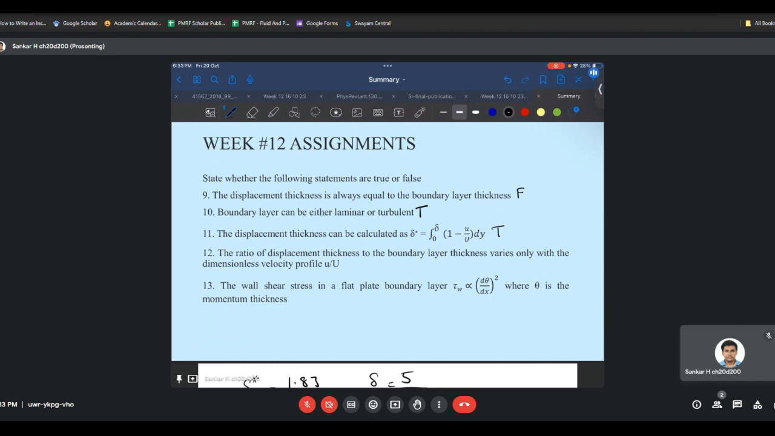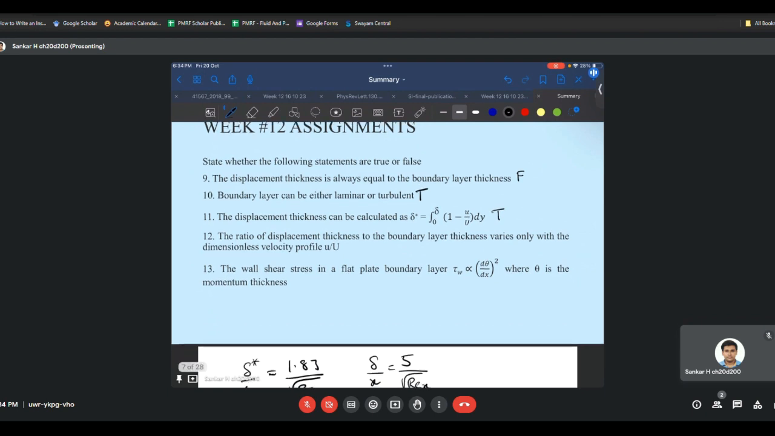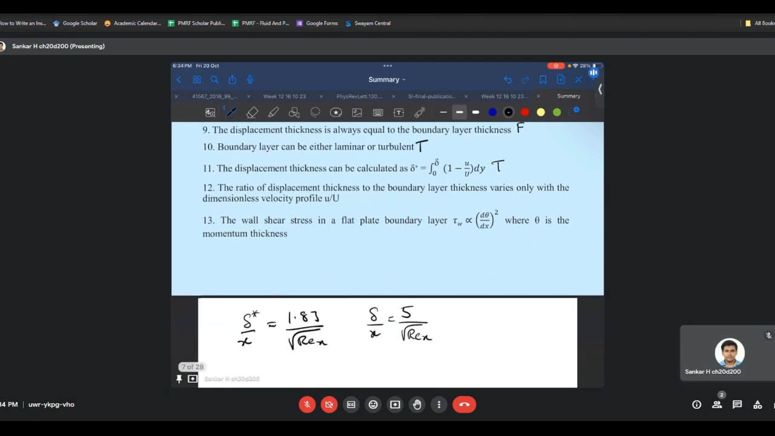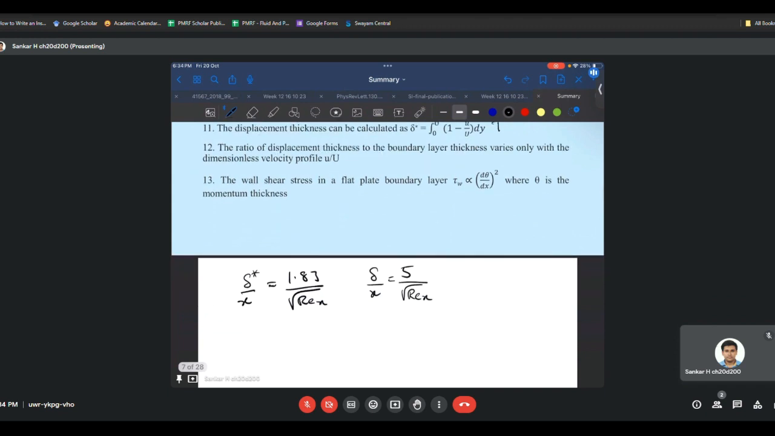Okay, question number 12. The ratio of displacement thickness to the boundary layer thickness varies only with the dimensionless velocity profile u by u infinity. As you can see, we have written down the equation for the displacement thickness, and this is the equation for boundary layer thickness. So if we divide the displacement thickness by the boundary layer thickness, we will not get anything.